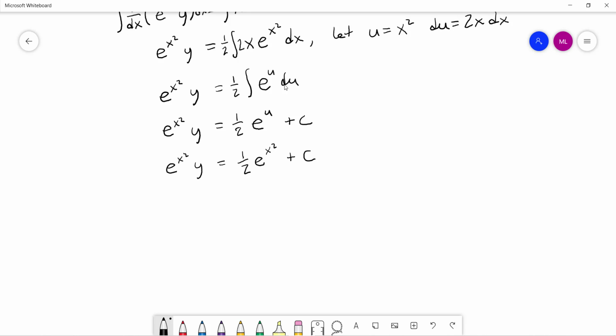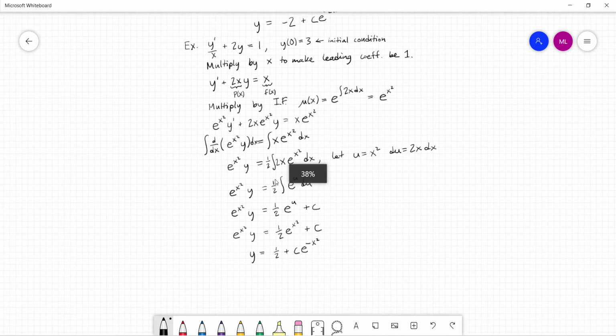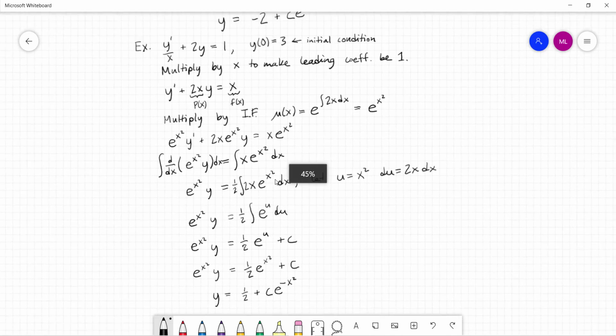There we go. And the last thing is to solve for y. To solve for y, I need to get rid of this term here, so I'm going to multiply the whole thing by e to the negative x squared to get rid of this term. And we'll get y equals 1/2, so multiplying by e to the negative x squared will kill off this term over here and just leave me with the 1/2. And the last piece will be plus c times e to the negative x squared. So this is the general solution to the differential equation. Get it all on the screen at once.